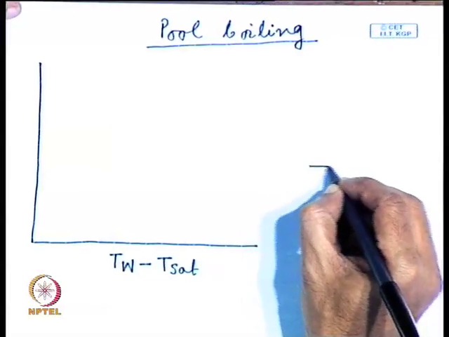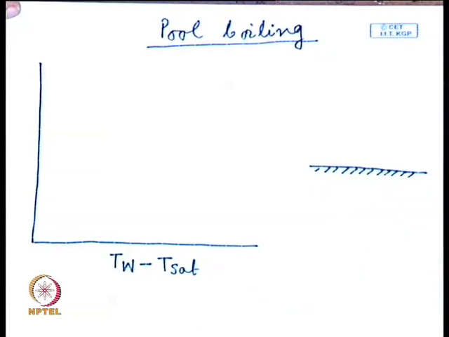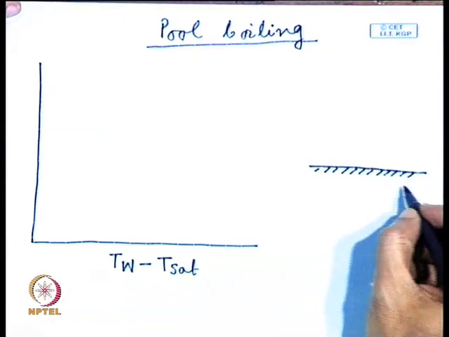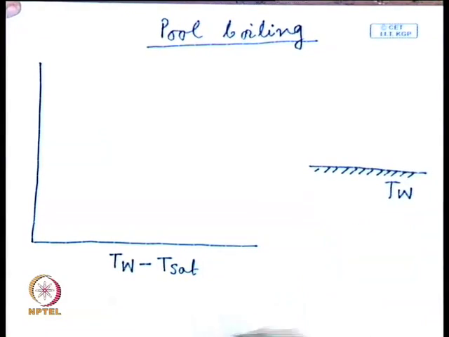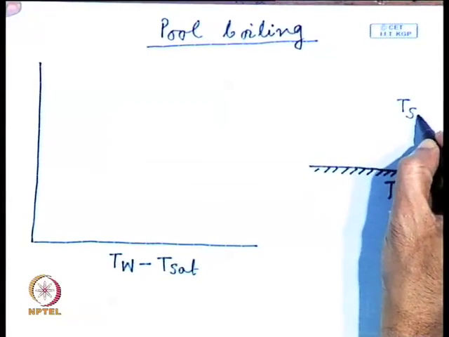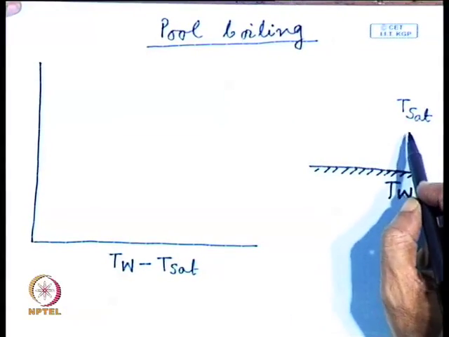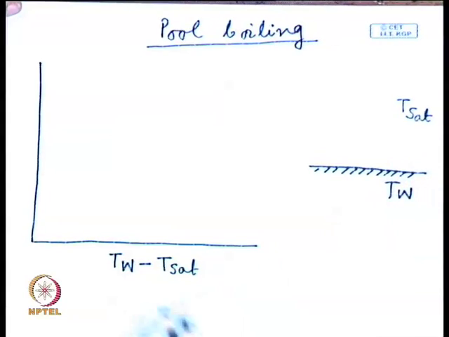The situation is like this. Let us consider this is part of the system which is experiencing pool boiling. This is the solid surface on which boiling is taking place. This solid surface has a temperature T wall, denoted by T_W, and this temperature is definitely higher than the saturation temperature of the bulk of the liquid. Corresponding to the prevailing pressure, the saturation temperature of the bulk of the liquid is denoted by T_sat. So, the excess wall temperature, T_W minus T_sat, is used as one ordinate.